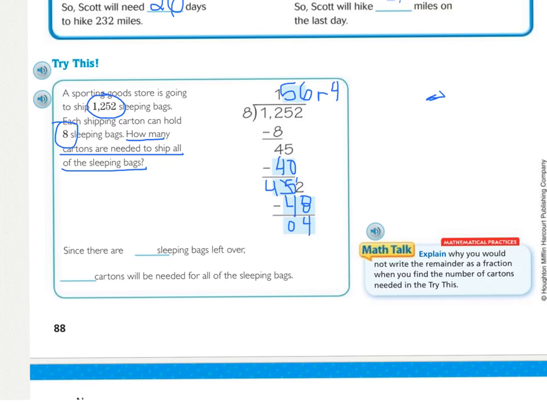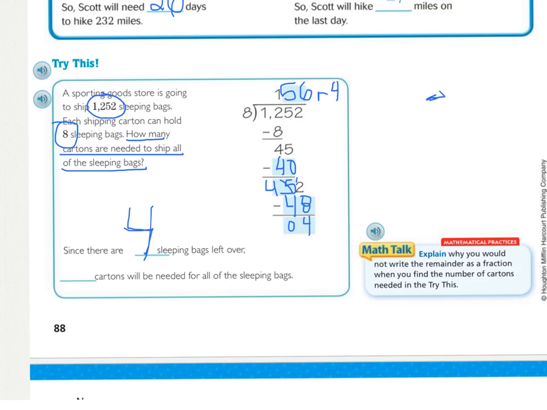In this case, I need to decide, am I going to be writing my remainder as a fraction? Am I going to be using just the quotient? Am I going to be adding 1, or am I going to be using just the remainder? Since there are 4 sleeping bags left over, how many cartons will be needed?